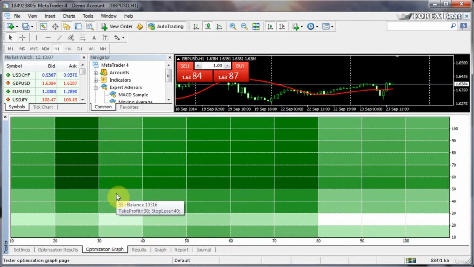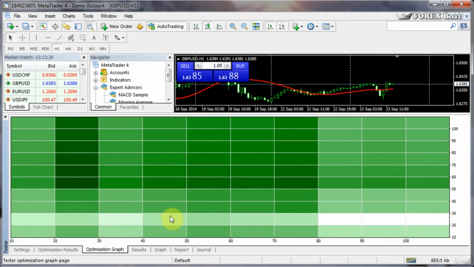So for example, this one here has take profit 30 and stop loss 40, like the pop-up shows us. That is also correct if we take this 30 and intersect it with this 40 over here, this line and this line, then you'll get this square here, which means the take profit was 30 and stop loss 40.